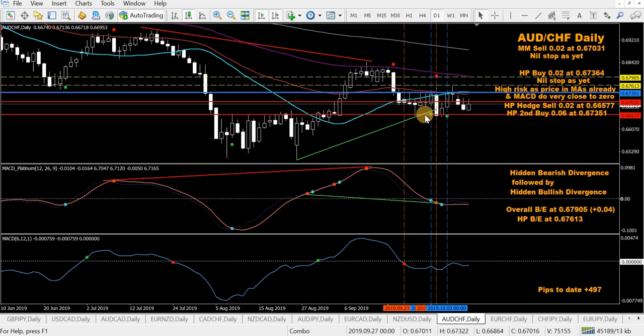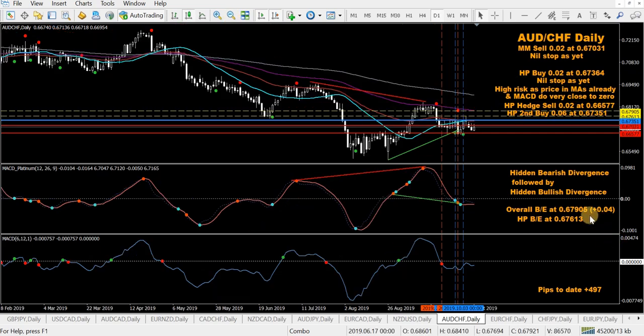So then I took a HP buy in here, followed by HP hedge sell, which is this one, and a second buy, which is that one. Really need to get up higher to, we're positive on our overall break even. And there's our HP break even and our overall break even. So we really need price to push up. At the moment, we're in the hole. Euro Swiss.